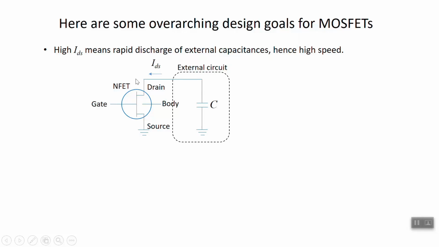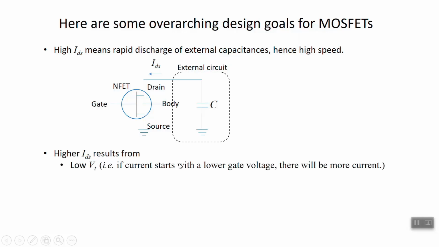Now, how do you drain external capacitance fast? You need to have a lot of drain source current, right? If drain source current is really slow, then it's going to take forever to get all that charge off the external capacitance. And so that's why a high drain source current is desirable for high-speed circuits, and high-speed circuits are the important development of the 21st century. So let's focus on achieving that goal. And it results from a few different things that we'll keep in mind.